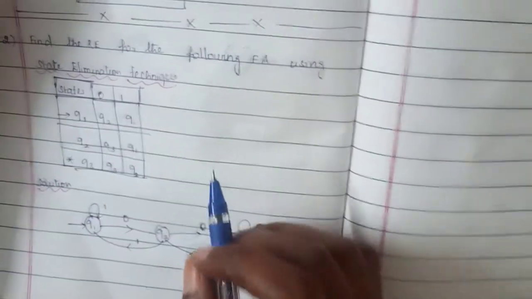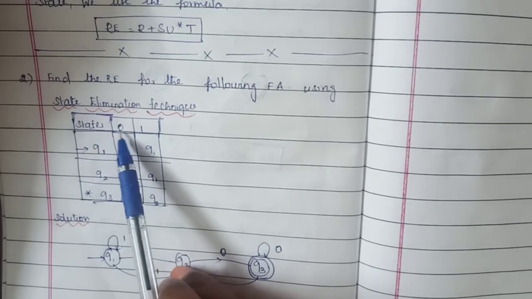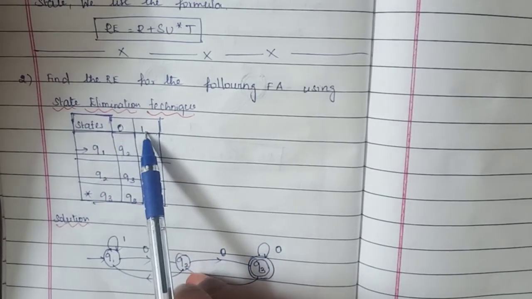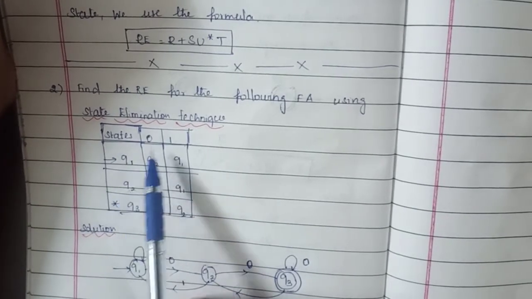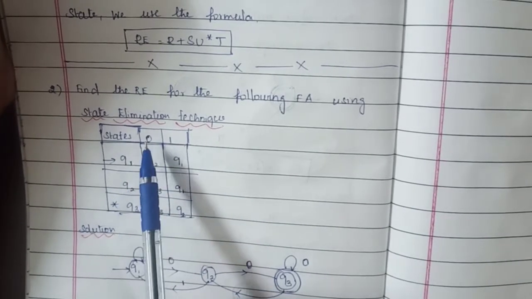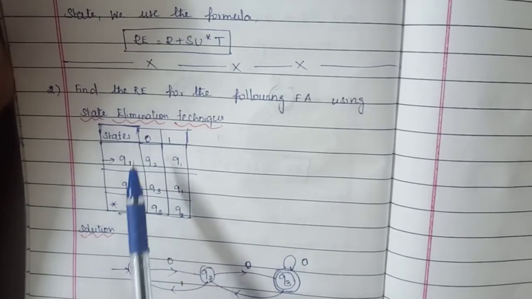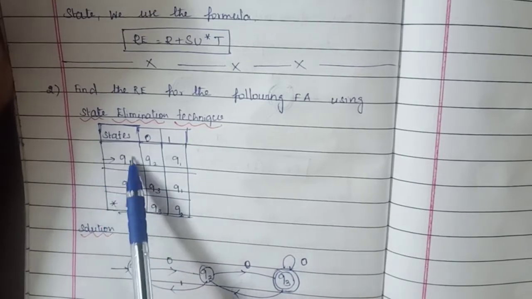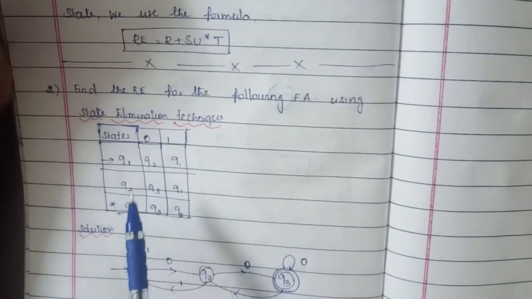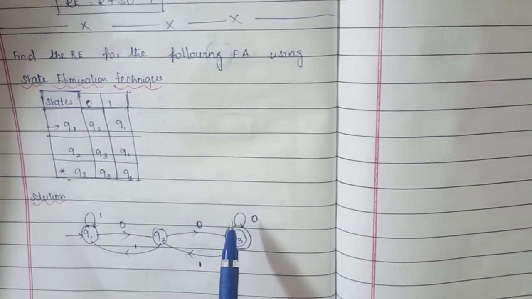So here we'll have this problem. The problem given here has states and 0 and 1 transitions. Q1 on 0 goes to Q2, Q1 on 1 goes to Q1, Q2 on 0 goes to Q3, Q2 on 1 goes to Q1, Q3 on 0 goes to Q3, Q3 on 1 goes to Q2, and Q1 is the start state and Q3 is the final state here. For this, the transition diagram looks like this.